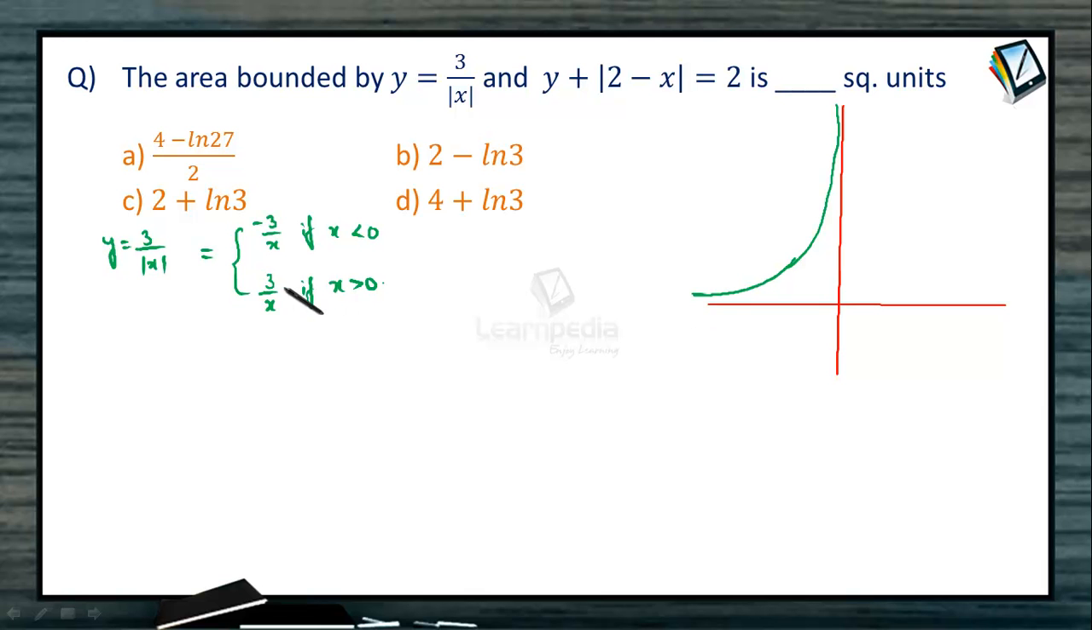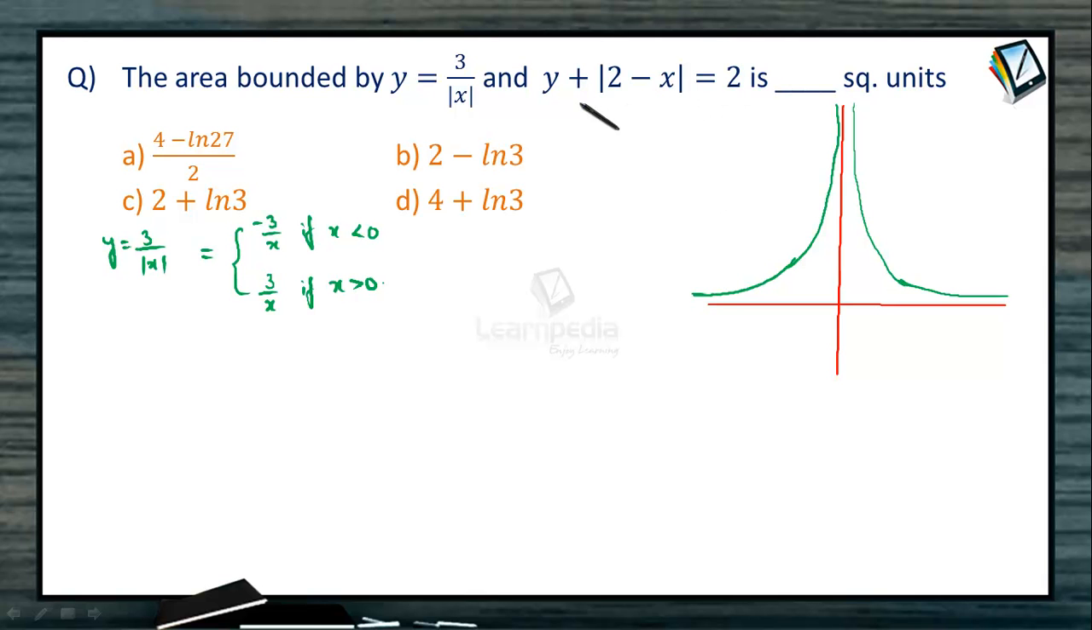Now similarly, how will be the second portion of the graph? Y equal to plus 3 by x. As x tends to 0 plus, we clearly observe that y becomes infinity. So on the right hand side of origin, that is on the right side of y-axis, this will be a rectangular hyperbola lying only in the first quadrant. Now there is another part of the graph also, y plus modulus of 2 minus x equal to 2.